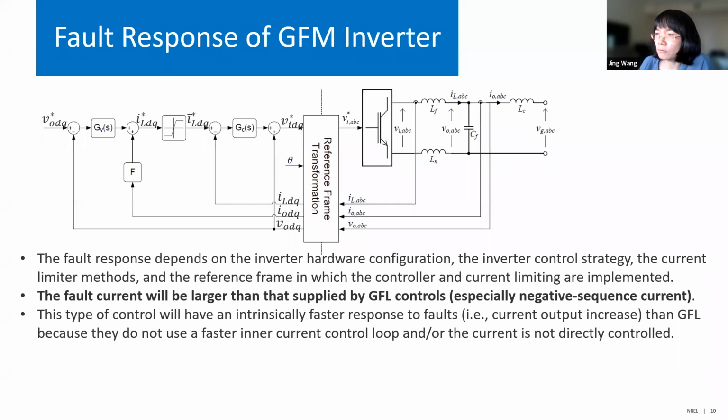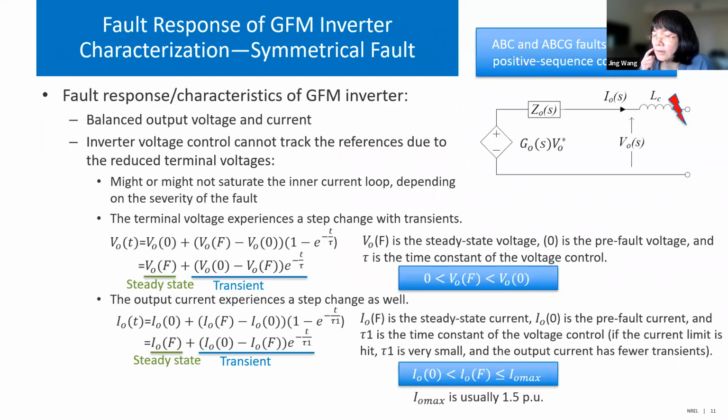To look deeper at the grid forming inverter response, we see it under symmetric and asymmetric faults. For example, under the symmetric fault, we see the grid forming inverter output voltage and current are balanced. In this case, the inverter voltage control cannot track the reference due to the reduced terminal voltages. I know people use virtual impedance control to compensate for the delay and reduced voltage, and to make the tracking better. But under a very severe fault, the voltage is reduced significantly. There will still be deviation there.